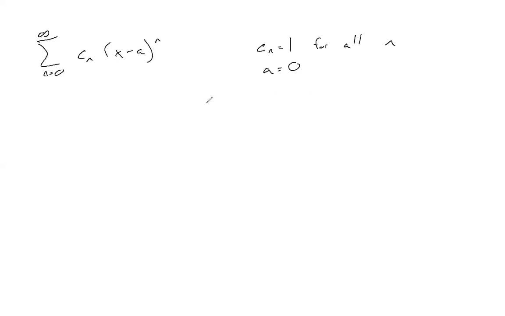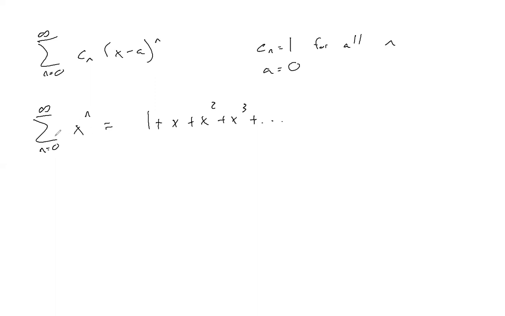We would get this power series, x minus 0 to the n, which is just x to the n. Okay, so now it's a lot simpler, right? These power series can be very simple or very complicated. And then we could just write out a couple terms of this. This power series would be 1 plus x plus x squared plus x cubed, and so on. Okay, that's pretty simple.